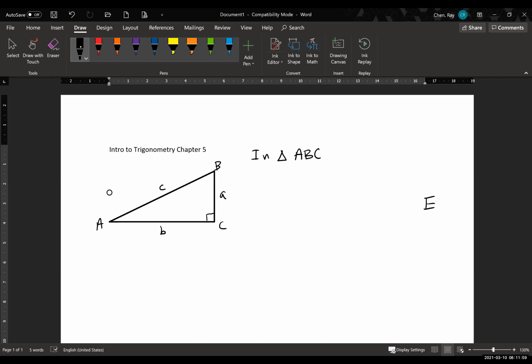I'm just going to erase this example because I want to talk about this triangle. This triangle, of course, is a right angle triangle that I have in triangle ABC. And a lot of you know this because of the right angle marking at angle C.